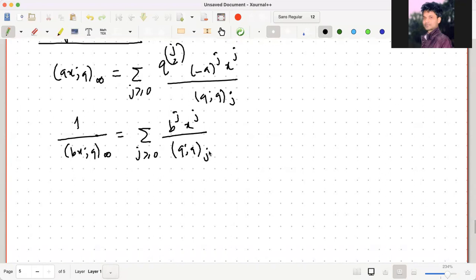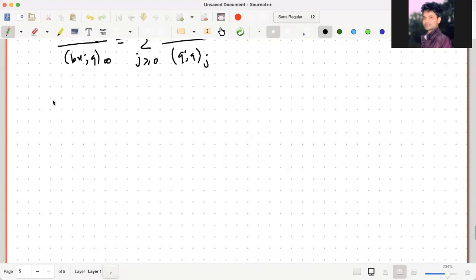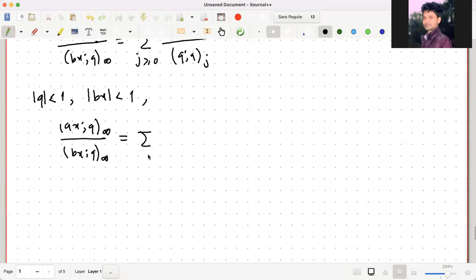So one result that Euler missed was: what is (axq)_infinity divided by (bxq)_infinity? Can this be written in terms of some generating function or some power series? That was found by Cauchy, and I think independently also by Krill, and that is the result that we are going to end with today and also this chapter. Again, we need the modulus of q less than 1 and the modulus of bx less than 1. Then the result as stated is that (axq)_infinity divided by (bxq)_infinity can be written as this power series.